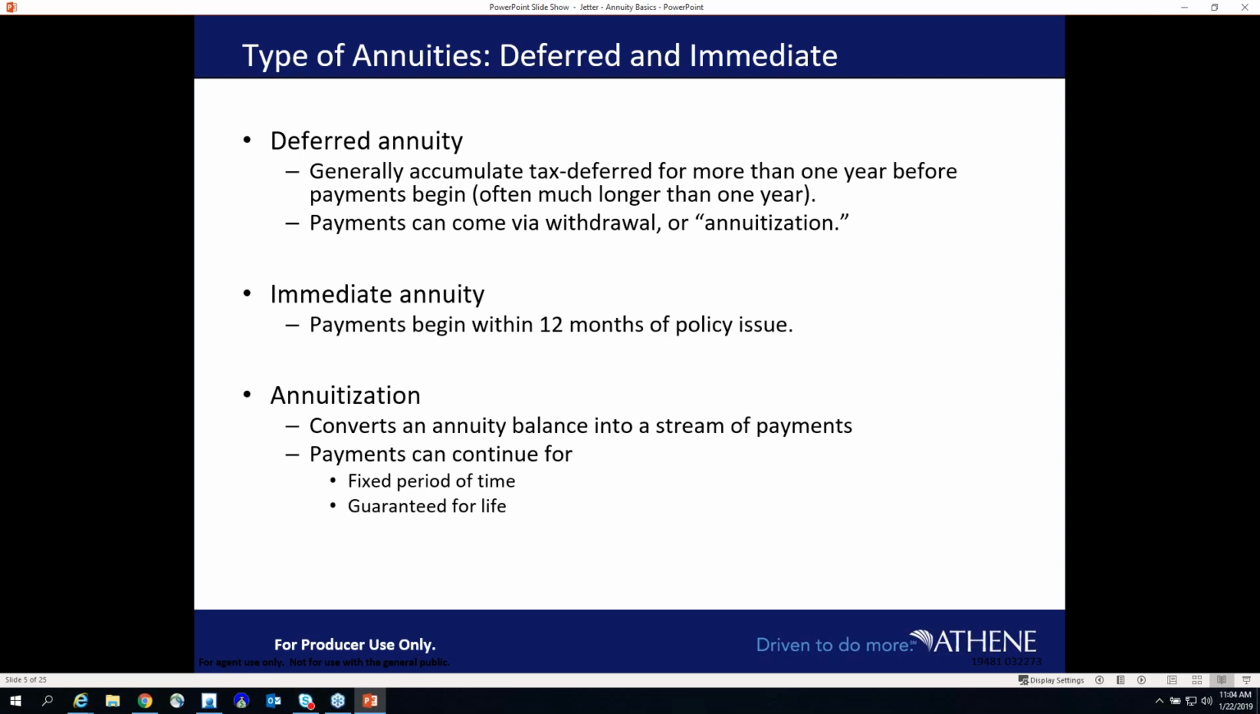We also can annuitize a contract. If you annuitize an annuity contract, it converts an annuity balance into a stream of payments. And those payments can continue for a fixed period of time, a period certain, 5, 10, 15, or 20 years, or it can be guaranteed for life as well. So really, that depends on the client and what type of settlement they are looking for.